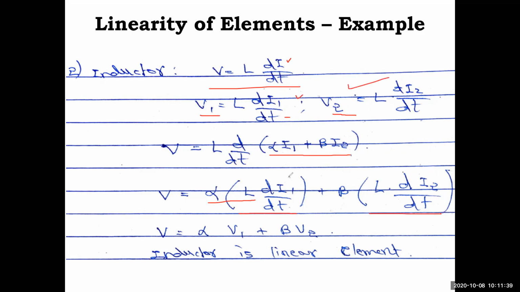Same as seen in the resistor. So V is equal to alpha V1 plus beta V2. That's why it is also satisfying the principle of superposition and homogeneity. So the inductor is a linear element.